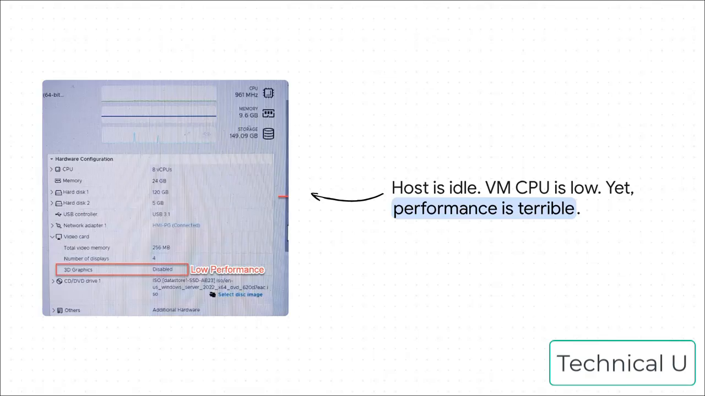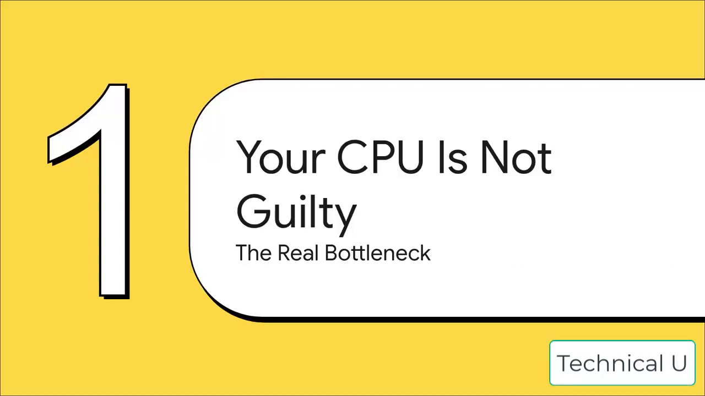Now look closely at this slide. See that little line, 3D graphics disabled? That, my friends, isn't just a setting. That's the smoking gun. And here is the single most important takeaway from all of this. Stop blaming your CPU. Stop thinking you just need to throw more memory at it. The problem isn't a lack of horsepower. It's a bottleneck, a massive traffic jam that's happening right where your graphics are being rendered inside the virtual machine.